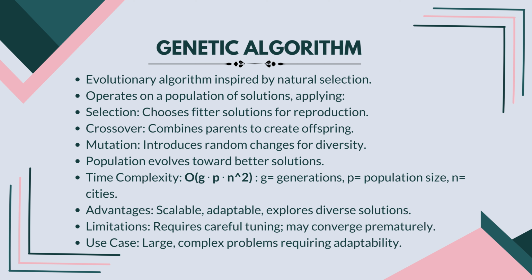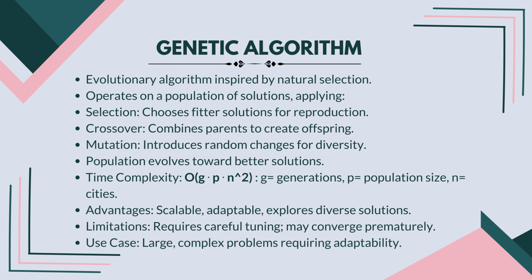And lastly, mutation. To avoid premature convergence, random changes are introduced in the offspring, such as swapping two cities in the route. This ensures genetic diversity and allows the algorithm to explore new paths of the solution space.